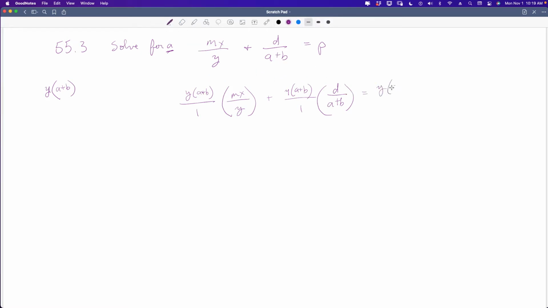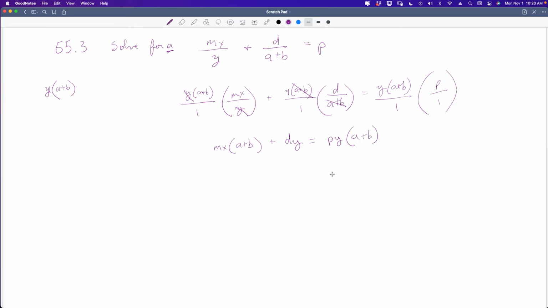Y times a plus b over 1 times p over 1. All right, the y's cancel, which leaves us mx times a plus b plus a plus b cancels, dy equals py times a plus b.